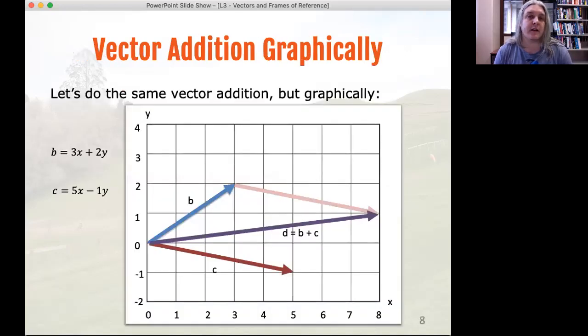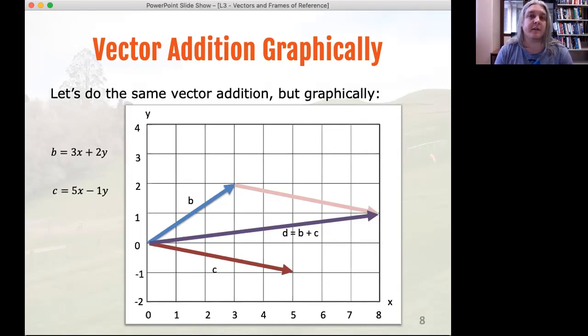So here's what it looks like graphically. We've got vector b drawn in blue. You can see it's 3x plus 2y. So across 3 on the x-axis, up 2 on the y-axis. Again, we always start at 0 when we initially draw our vectors. Just start at 0, go across 3, up 2. For c, we go across 5 on the x-axis and then down 1 on the y-axis. And that's that reddish color vector there.